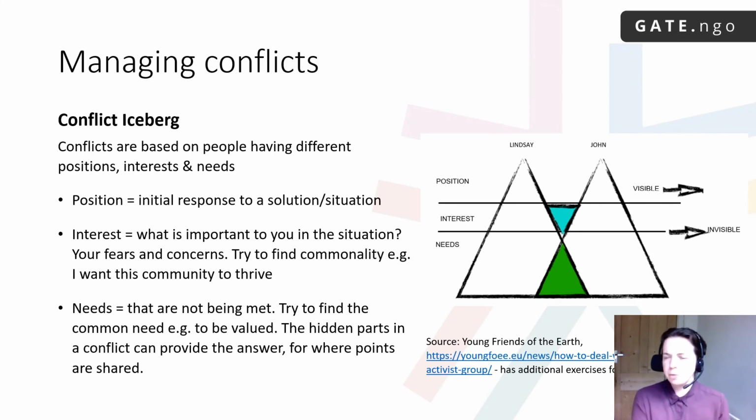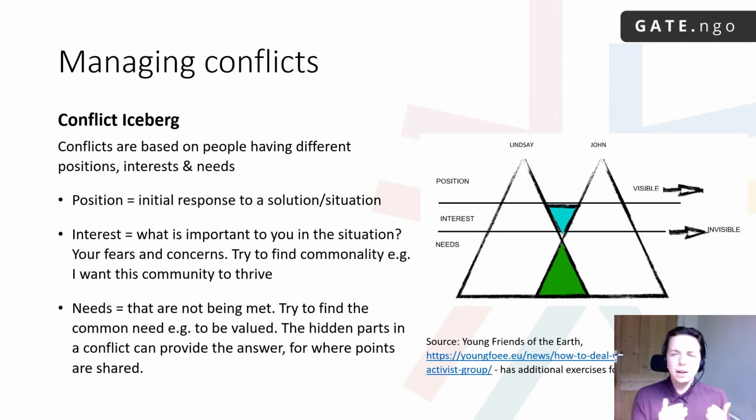Positions are an initial response to a solution or situation, and what's most visible. Interest is beneath the surface. What is important to you in the situation? Your fears and concerns. You can try to find commonality in this. For instance, I want this community to thrive. We both do.